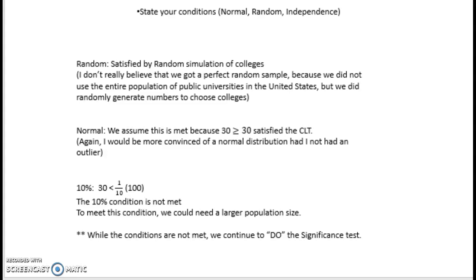While our conditions are not met in their entirety, we want to continue and just go through with our significance test.